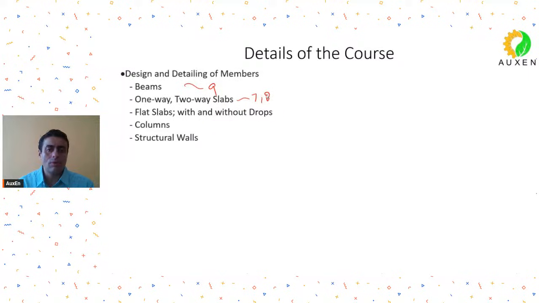What is the meaning of two-way slabs? Slabs which show bending behavior in two directions because of their geometry and because of the way in which they are supported. All of you know it, I hope. Those are called two-way slabs. So we'll go to that.